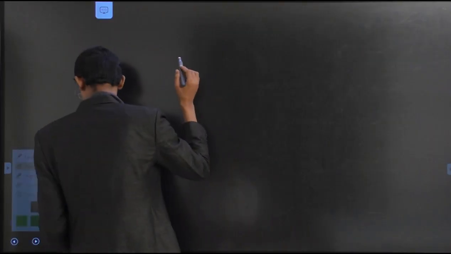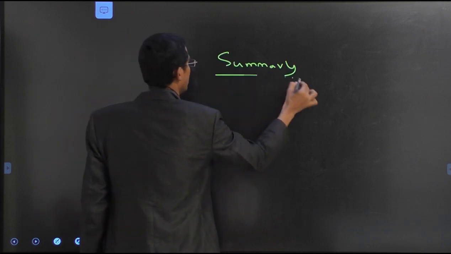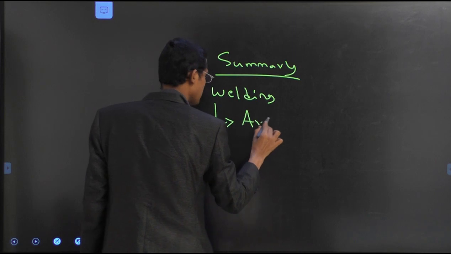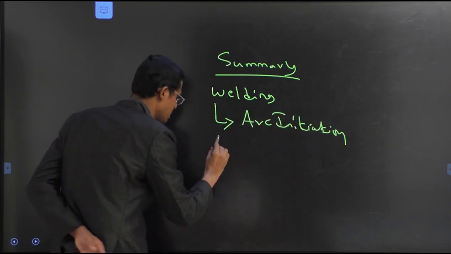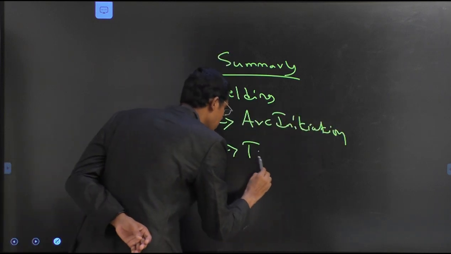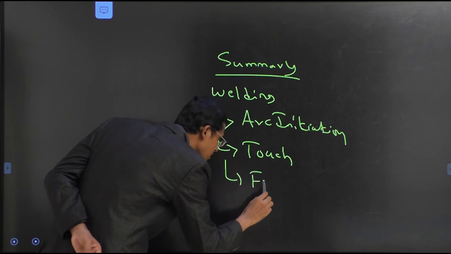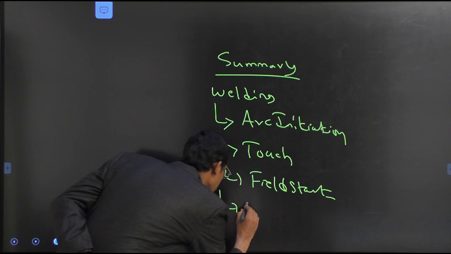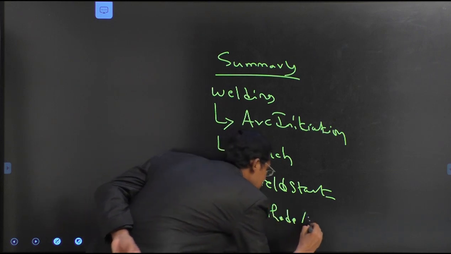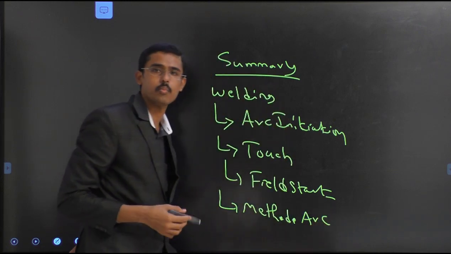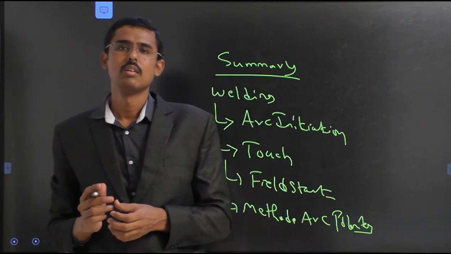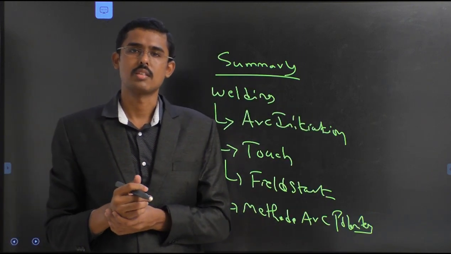So the summary: in welding we have seen the arc initiation methods, and in this arc initiation we have seen the touch method and then the field start. And also we have seen these various methods of arc, and the negative polarities. The remaining part of the subject we will see in the next session. Thank you.